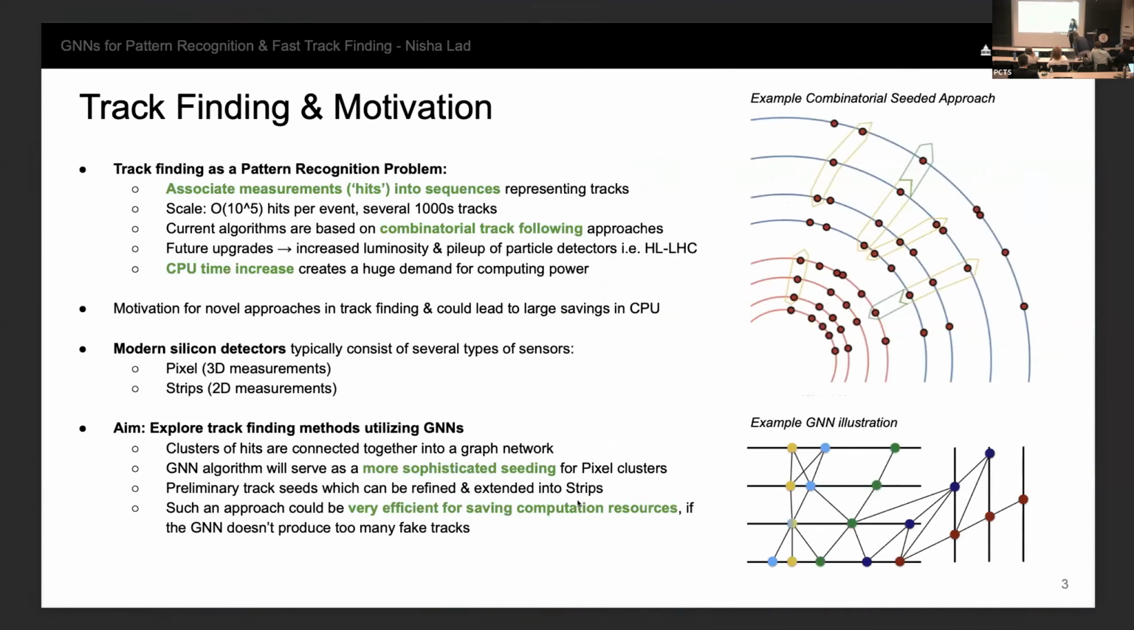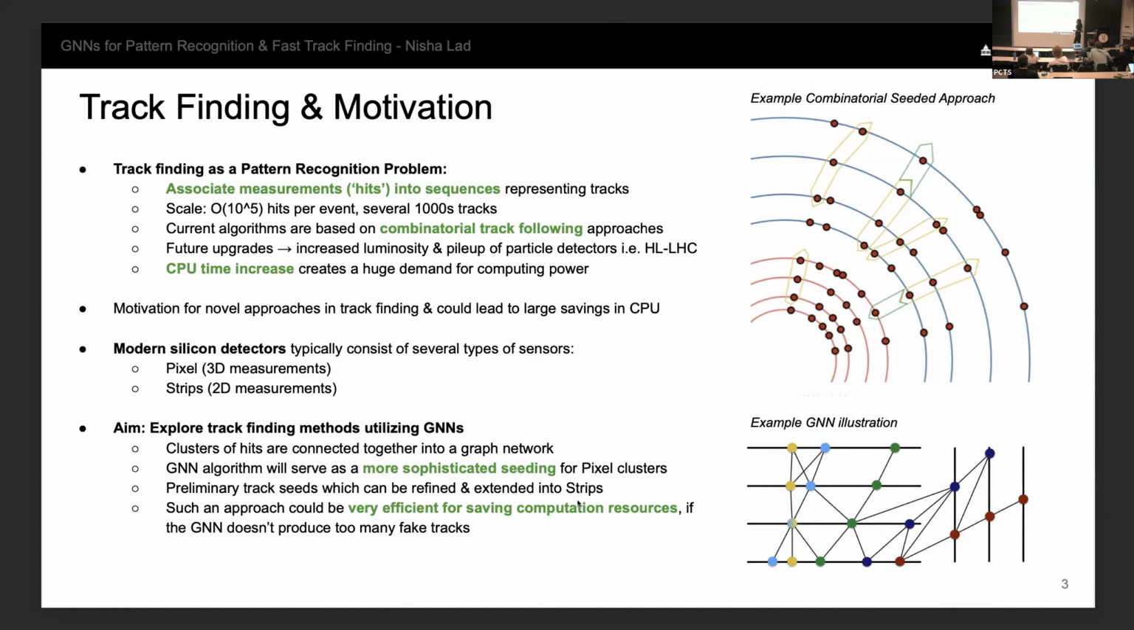Okay. So at its core, track finding is a pattern recognition problem. It is to associate measurements, which are known as hits, into sequences, and reconstruction of charged particle trajectories is one of the most computationally intensive tasks within high energy physics. And this can be particularly problematic for particle detectors, such as the high-luminosity LHC, as detectors go into upgrades where their luminosity and pileup depth increases. And this really creates a huge demand for computing power.